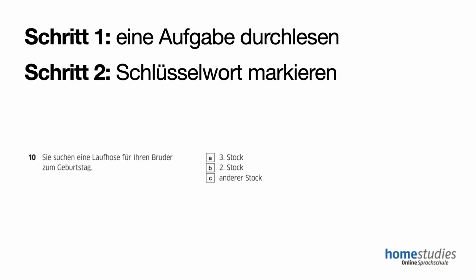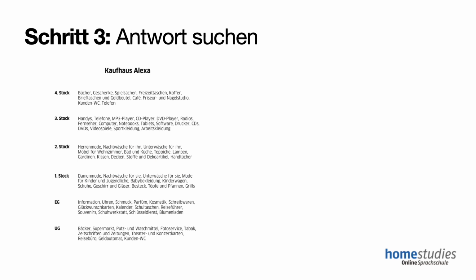So we finally made it to the last task, task number 10. Sie suchen eine Laufhose für Ihren Bruder zum Geburtstag. Here we are looking for a birthday gift. We are looking for Laufhosen, that are running pants. It's a birthday gift for my brother, so we must look at the men's department, or maybe there's a store with sportswear. We start by looking for the Laufhosen on the third floor.